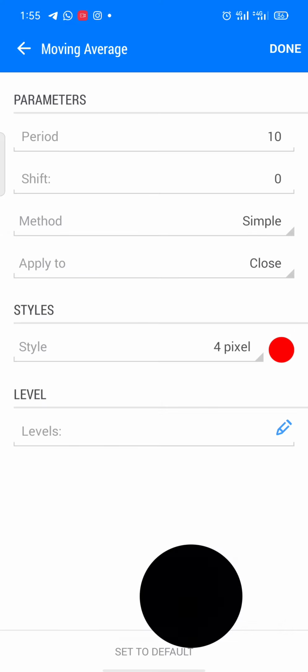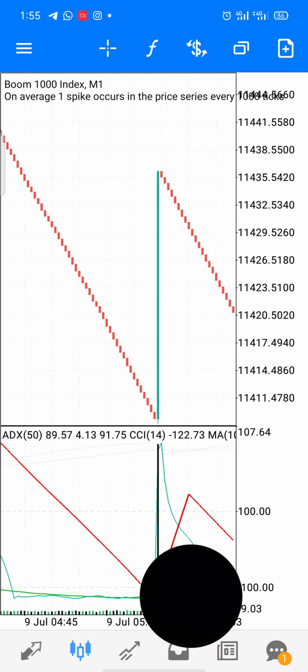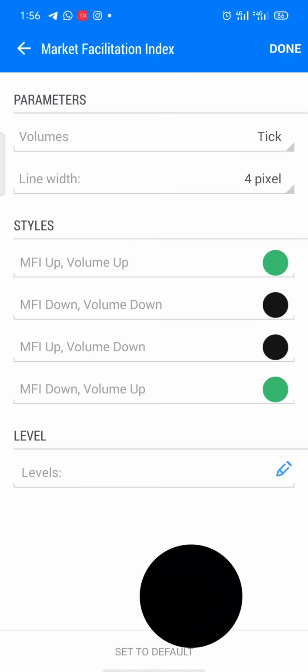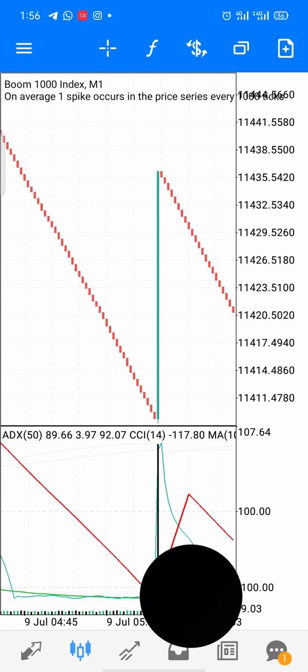As you can see on my screen, style is 4 pixel, color red. You click done. Then the next indicator and the last one, which is market facilitation index, volume tick, line width 4 pixel, MFI up green color, MFI down black color. The MFI up for volume down is black color. Then the MFI down for volume up is green color, just as you see on my screen. Okay, you click done, guys. You are good to go.